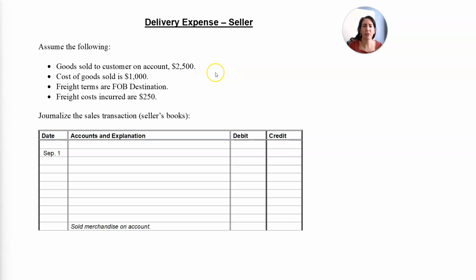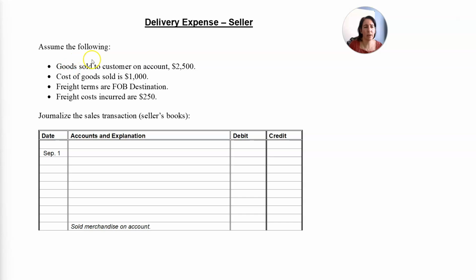Delivery expenses, seller. So if you are selling products and you have to pay for shipping to get it to the customer, that's a cost of doing business. That's simply going to be a selling expense. All right, we're not adding it to inventory. That doesn't make any sense because we're selling our inventory. Our inventory is coming off of our books. It is a cost of doing business. It is just going to be a selling expense.